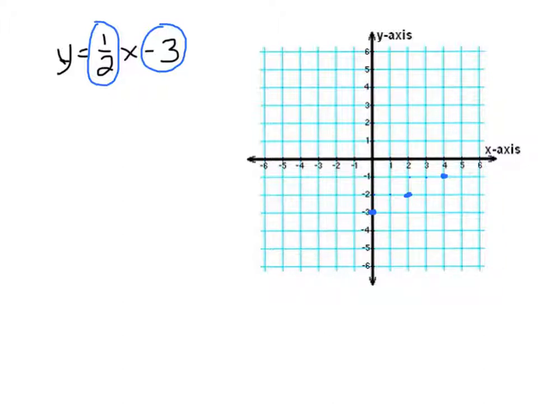Now remember, if I want to go in the other direction, I could go down 1 and over 2, because when I go down, I'm going in a negative direction. If I go to the left, I'm going in a negative direction also, but a negative divided by a negative does give me a positive, so I still have a slope of 1/2. Now I could go through and connect those, and now I have drawn that line, y equals 1/2 x minus 3.